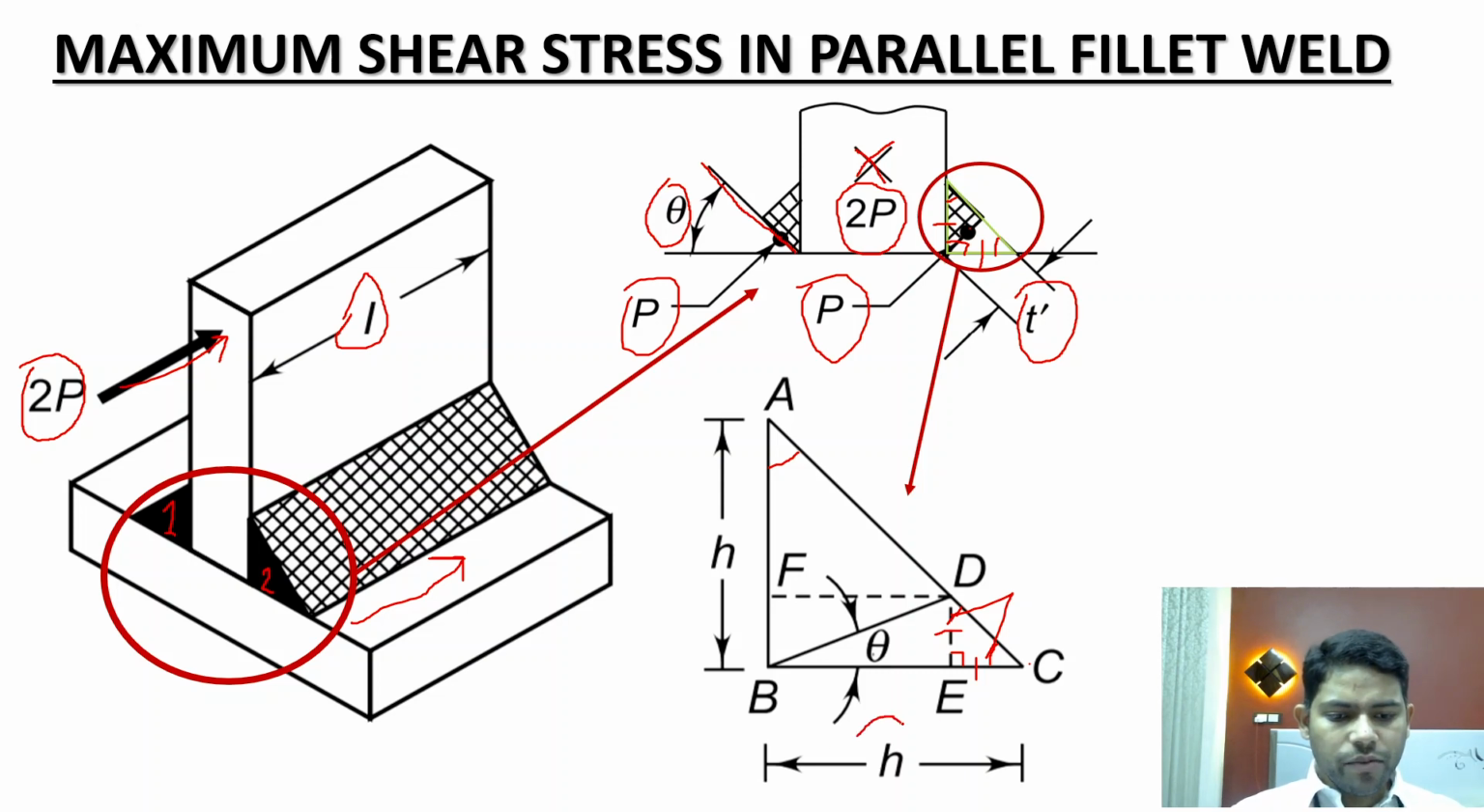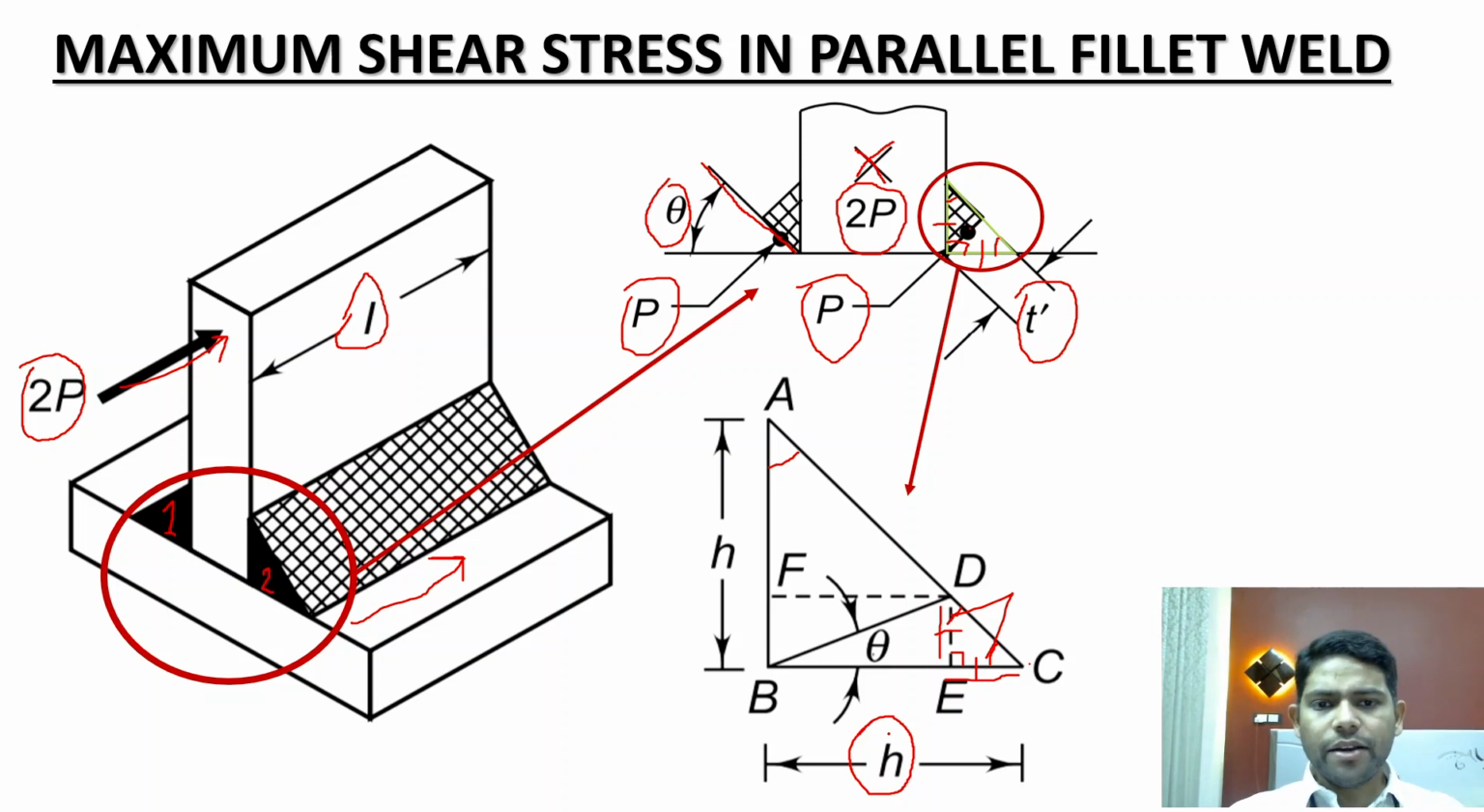Now the leg dimension, which is H, is equal to BE plus EC. Since EC is equal to DE, we can say that the leg dimension H is equal to BE plus DE. Once again I'd like to remind you that the leg dimension as a rule is always taken as equal to the thickness of the plate.